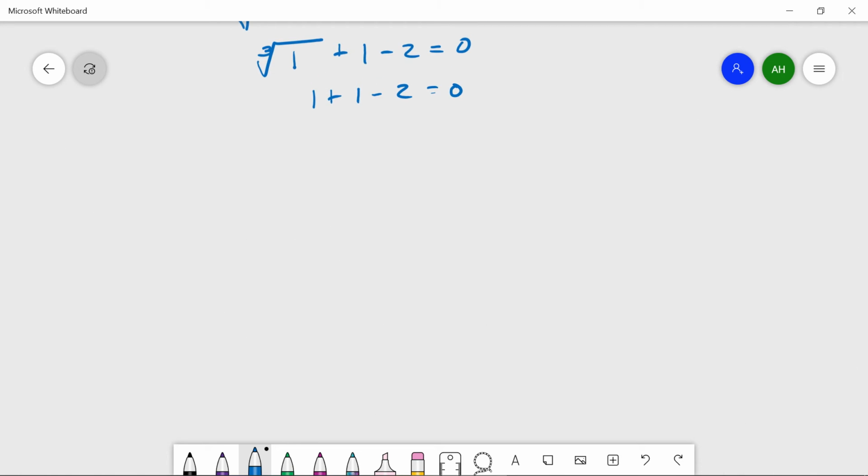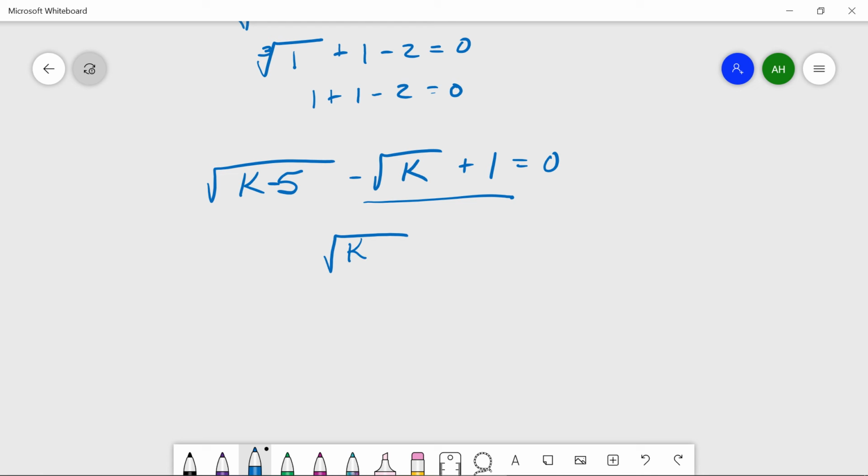Here I'm going to have the square root of k minus 5 minus the square root of k plus 1 equals 0. Now I have two radical signs. I can't deal with both of them at the same time, so I'm going to move these items over here, and then I'll do just like I did before and square everything. So we have the square root of k minus 5 equals the square root of k minus 1. We're going to square both sides.